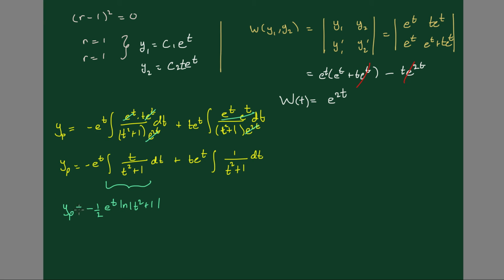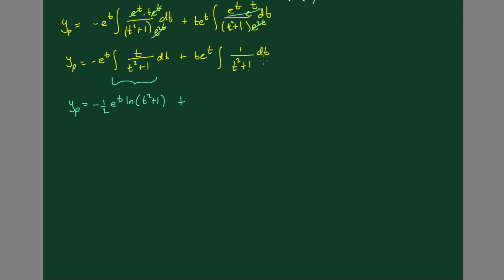This is yp. In fact, let me use a parentheses here, t squared plus 1. And this integral here, if you recall the identity of 1 over t squared plus 1 integrated, we have a, let's see, let me use a different color here. We have a tangent inverse of t. So this integral here becomes tangent inverse of t, which means our solution is this term plus t times e to the power t times the tangent inverse of t.